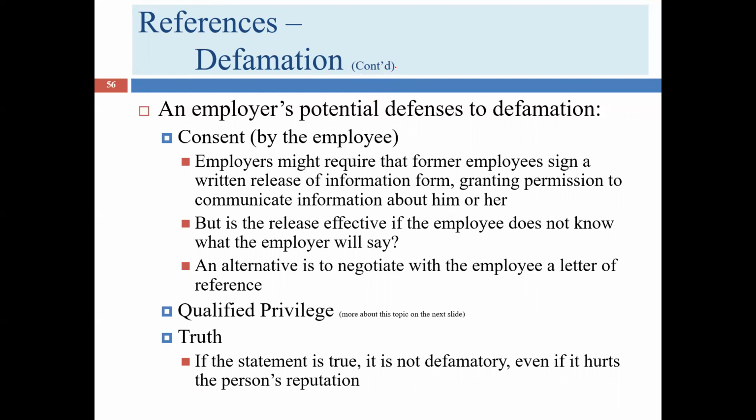And many times this can be an automated procedure. I'm familiar with some companies that have an online reference system. Do you want us to share with potential employers your dates of employment? Do you want us to share your last title? Do you want us to share your last wage rate? Those types of things. Now, of course, the release is effective when it's objective facts. But if it's a more subjective view, then that's a little bit harder to say that the employee actually knew.